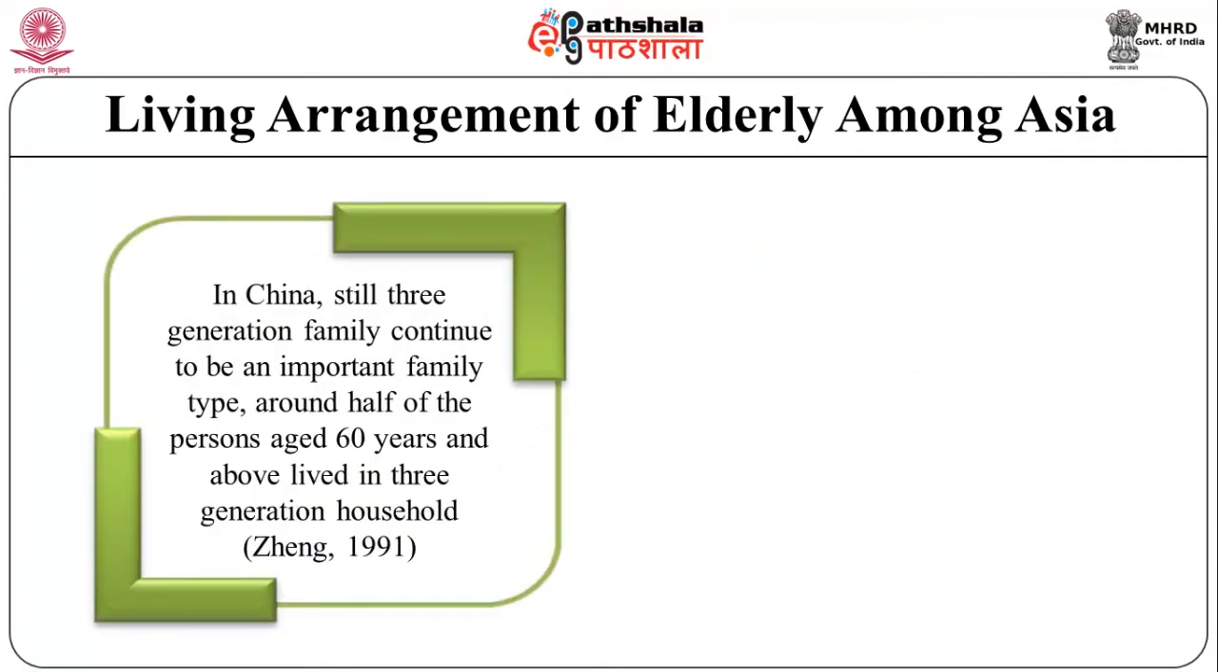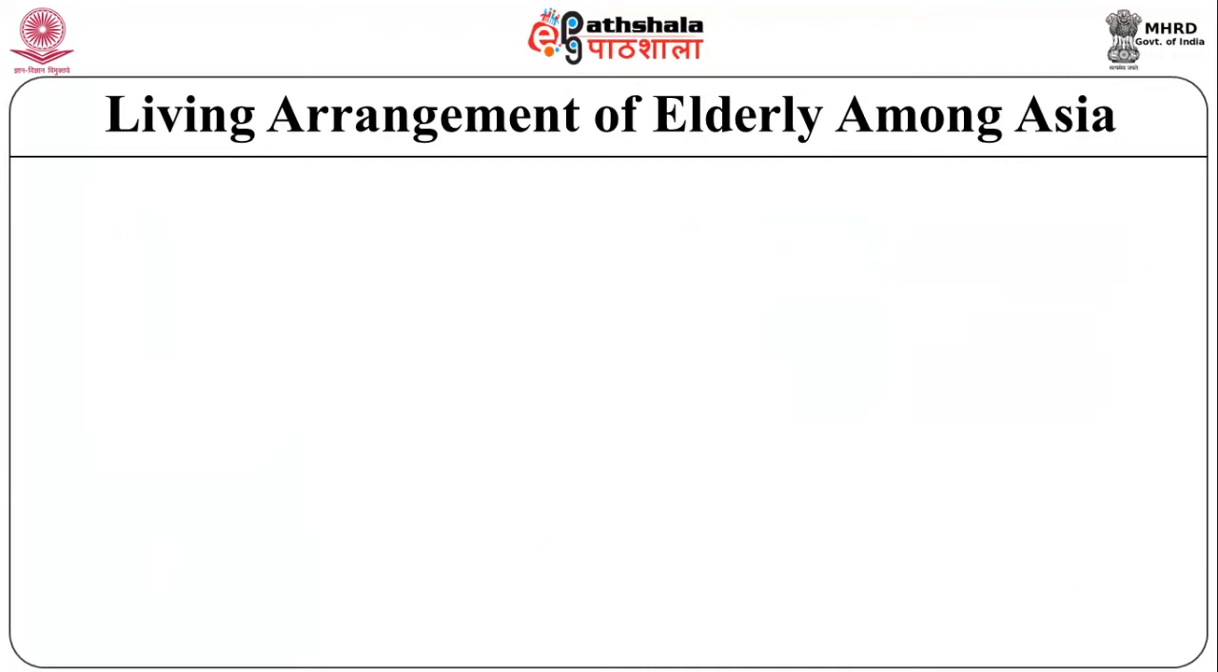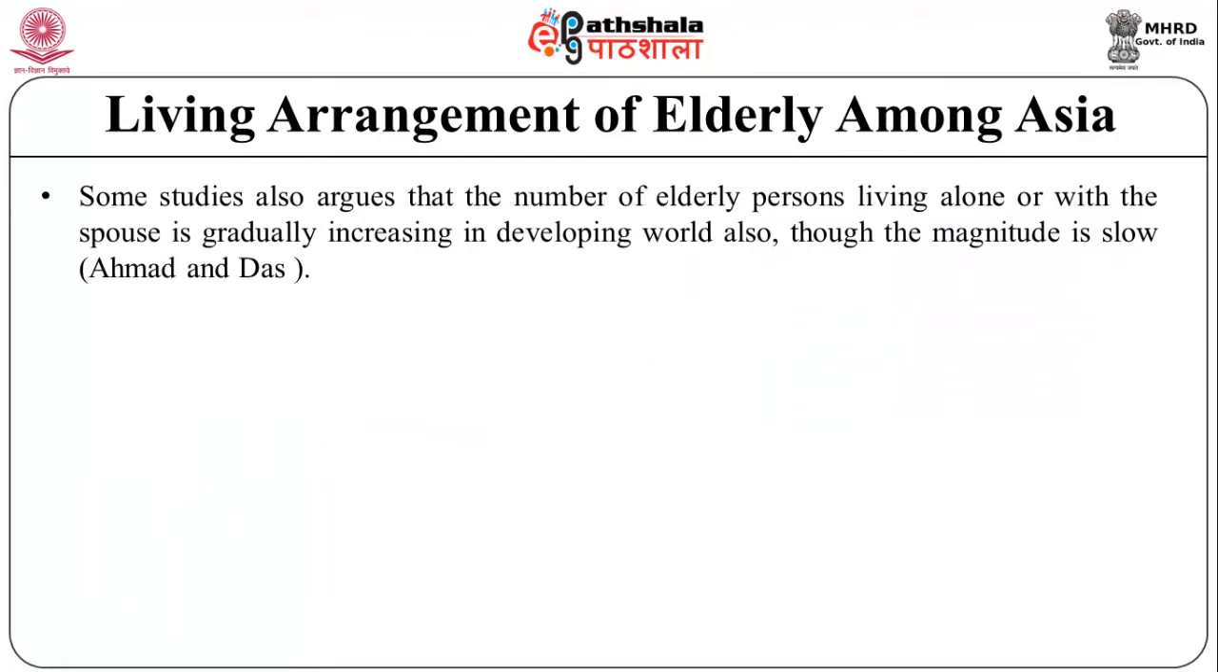In China, the three-generation family continues to be an important family type. Around half of the persons aged 60 years and above lived in three-generation households. In the mid-1980s, half of the elderly in Japan lived with their married children. Though this proportion is declining, the process seems to be very slow. Some studies also argue that the number of elderly persons living alone or with their spouse is gradually increasing in the developing world also, though the magnitude is slow.